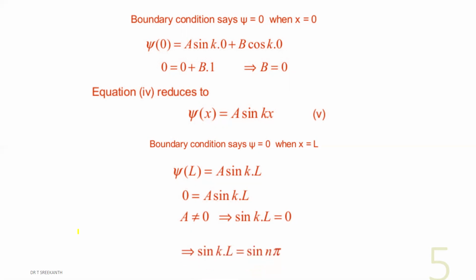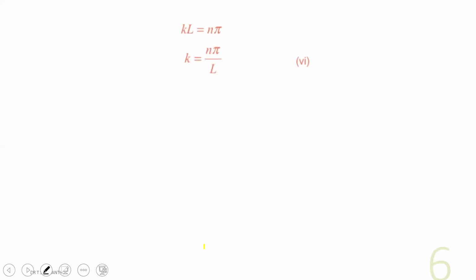Then that equation can be written as sin KL is equal to sin n pi, because sin n pi is nothing but 0. Instead of 0, we are writing sin n pi, because sin pi, sin 2 pi, sin 3 pi, up to sin n pi values are all 0. So instead of 0, we are writing sin n pi. Therefore, sin can cancel. In the next step, we will get KL is equal to n pi, or K is equal to n pi by L. So we will get equation number 6.